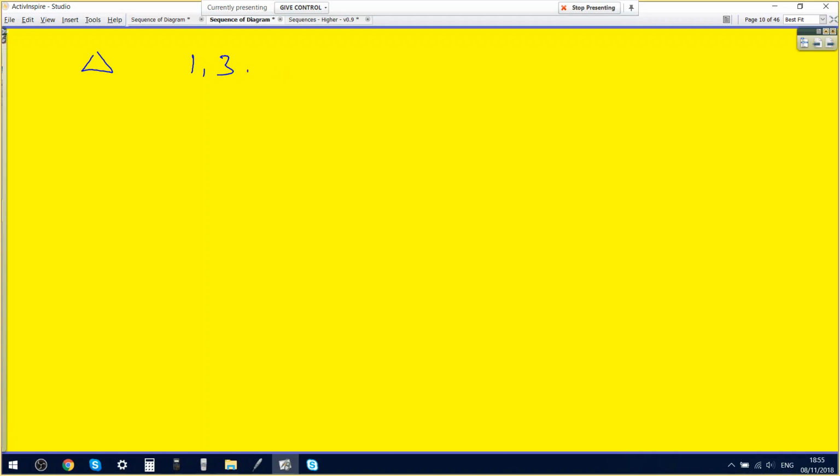So the first one has 1 triangle, the second one has 3 triangles, the third one has 5 triangles. What's the nth term? The answer should look something like dn plus c. 2n minus 1. Yep, 2n minus 1.